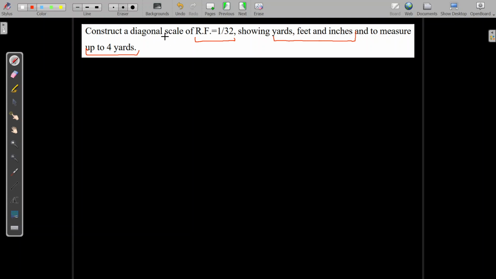So before going into this scale or drawing this scale, we should be very clear about the unit conversion of these units. So 1 yard is equal to 3 feet.